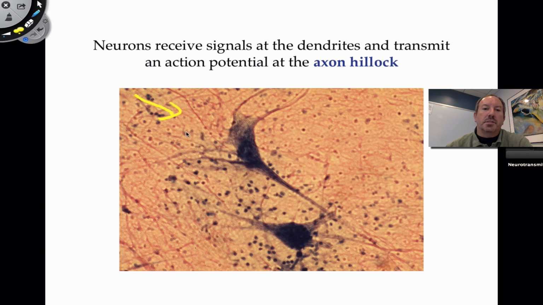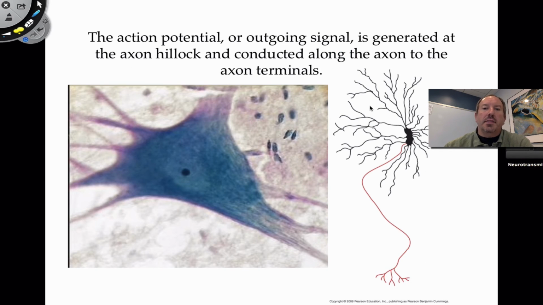And so that's where the action potential is generated. The signals are received by the dendrite. It goes down the axon and then this way in one direction. And so again, the action potential is generated at the hillock, which is right here, the axon hillock. Here's the nucleus right here. It kind of looks like the eye of a hurricane, but it's the nucleus of the neuron.